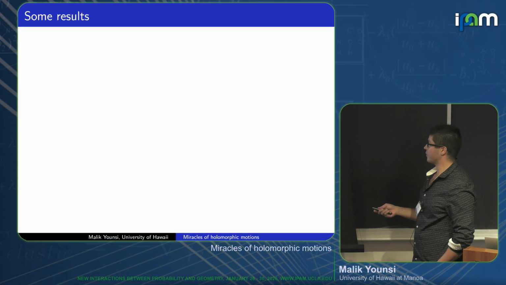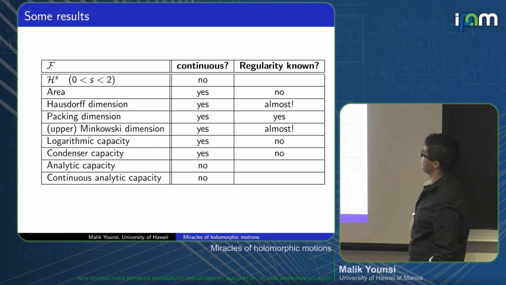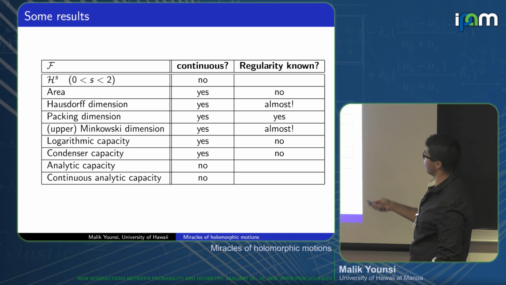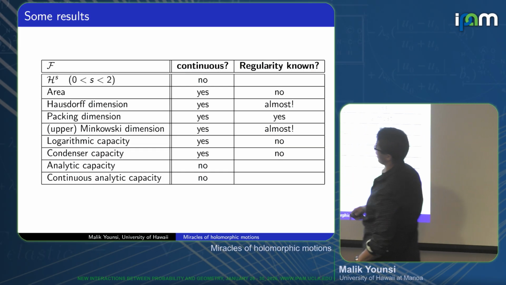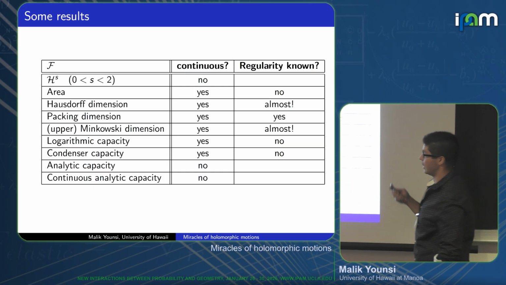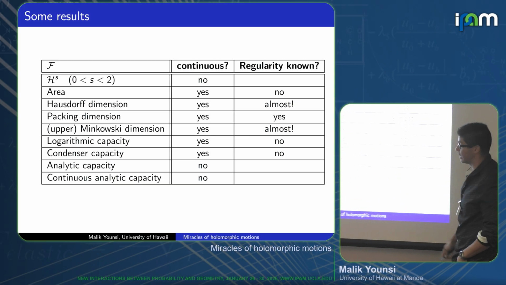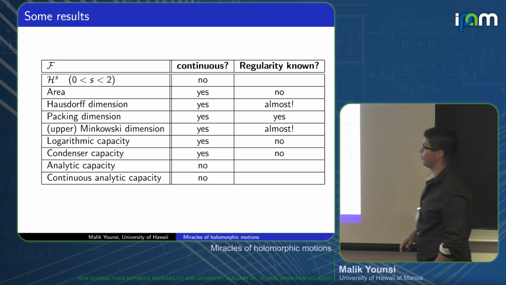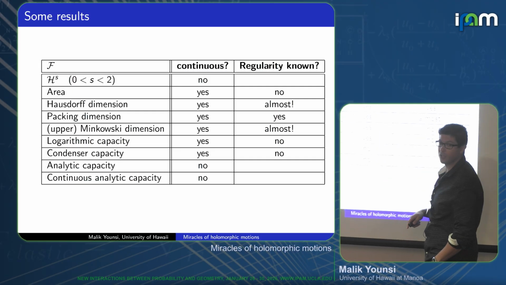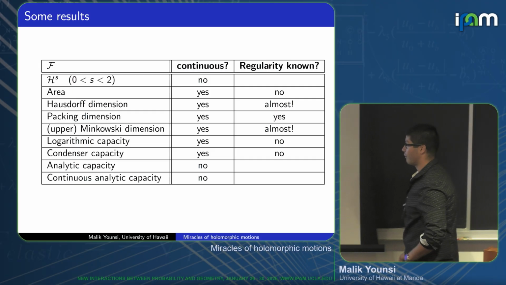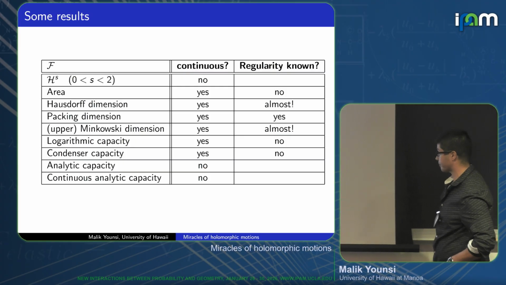And I try to summarize some of the results that I was interested in the following table. So here on the left, you have a choice of this set function f. For example, it could be S-dimensional Hausdorff measure, it could be area, it could be any notion of dimension you want to study, like Hausdorff, packing or Minkowski. It could be a notion of capacity. We've heard before in this workshop about logarithmic capacity, and there are other notions like analytic capacity. And for each of these, you can study how they change under holomorphic motions.